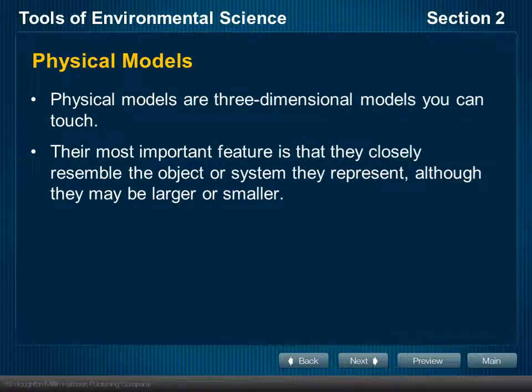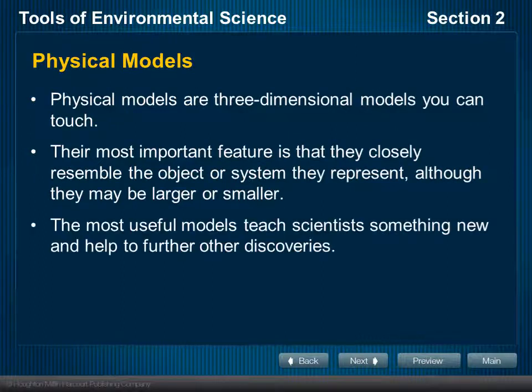They closely resemble the object or system they represent. They may be larger or smaller, right? If I built a model of a Corvette, I built a scaled-down model, okay? If we put in our classroom a model of the solar system, that's a scaled-down model. If you build a model of a water molecule, okay, if you're doing atomic modeling, then you're doing a scaled-up version, okay? So these physical models can be larger or smaller.